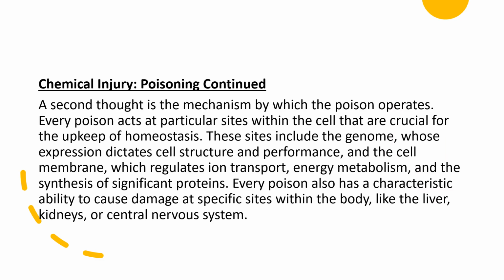A second thought is the mechanism by which the poison operates. Every poison acts at particular sites within the cell that are crucial for the upkeep of homeostasis. These sites include the genome, whose expression dictates cell structure and performance, and the cell membrane, which regulates ion transport, energy metabolism, and the synthesis of significant proteins. Every poison also has a characteristic ability to cause damage at specific sites within the body, like the liver, the kidneys, or the central nervous system.